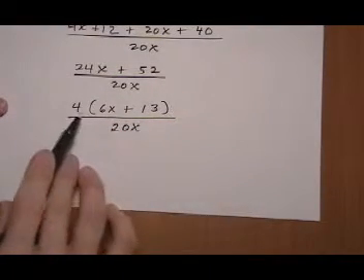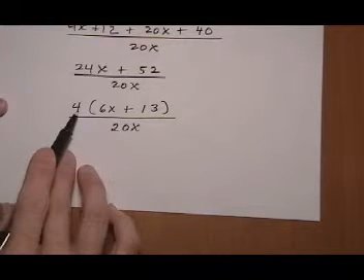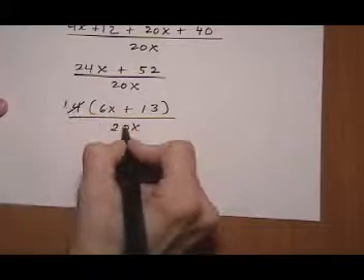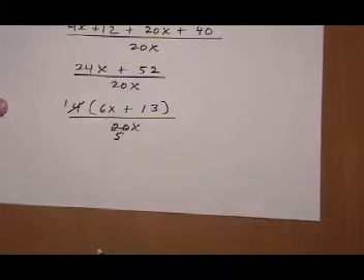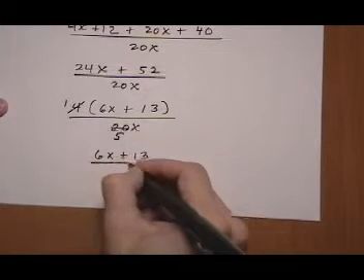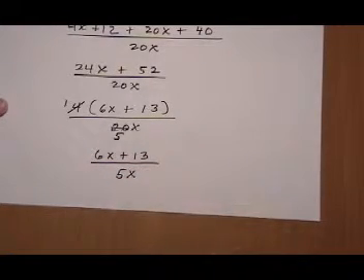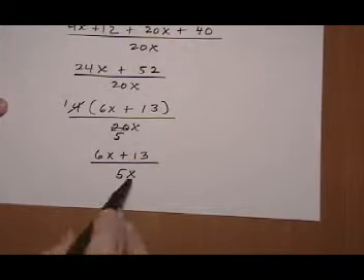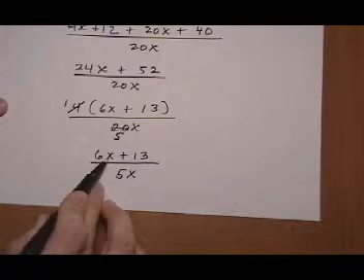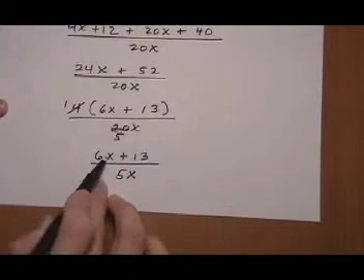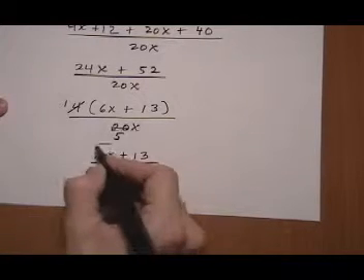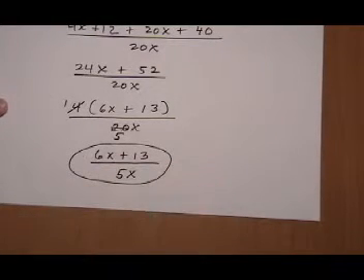And now because this has been pulled out as a factor, it is okay for us to do some canceling here. Divide by 4, divide by 4. So our final answer will be 6x plus 13 over 5x. And remember, we cannot cancel the x's here because one of them, this guy, is not a factor on the top. It is a separate term because of the addition sign there. That means we're done with that one.